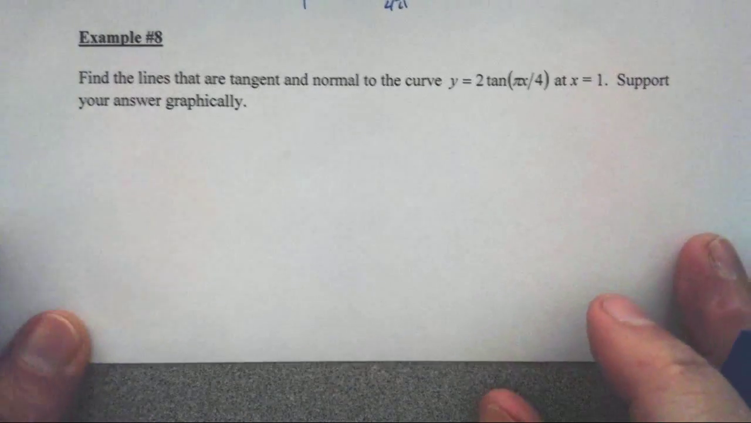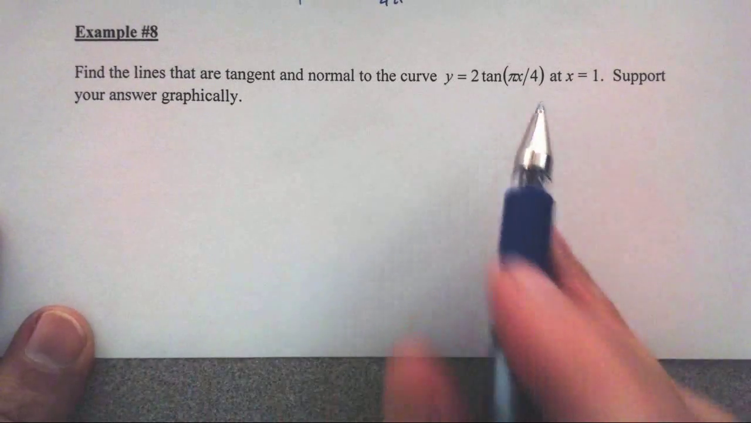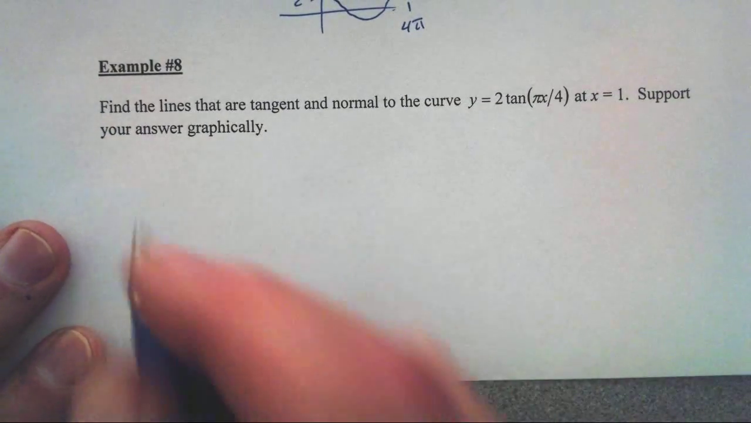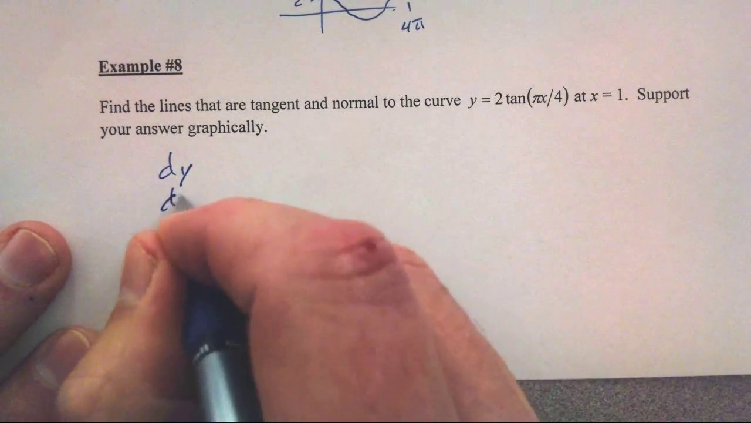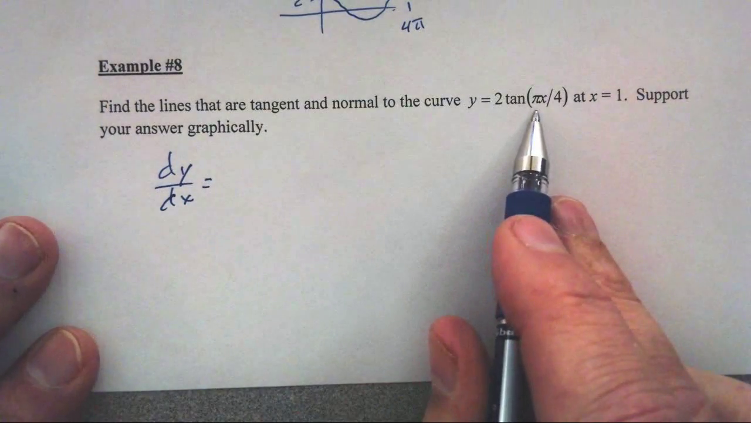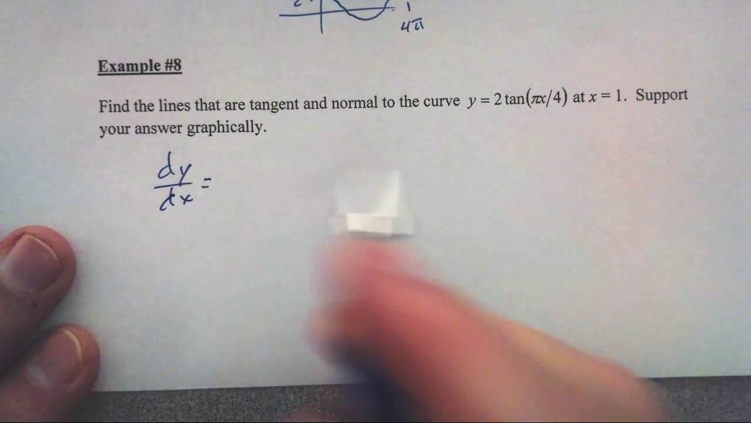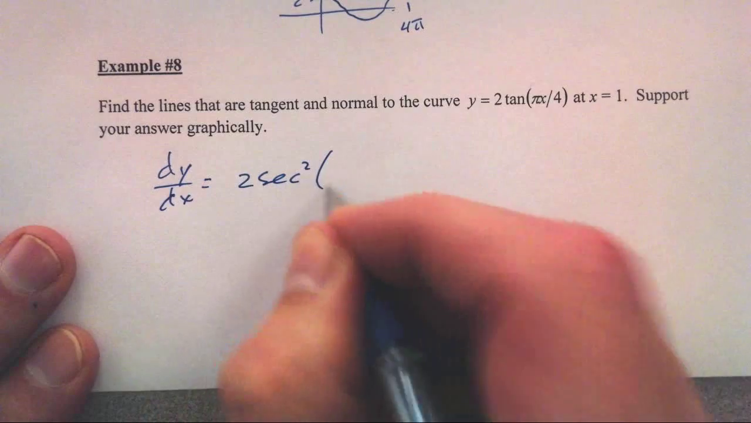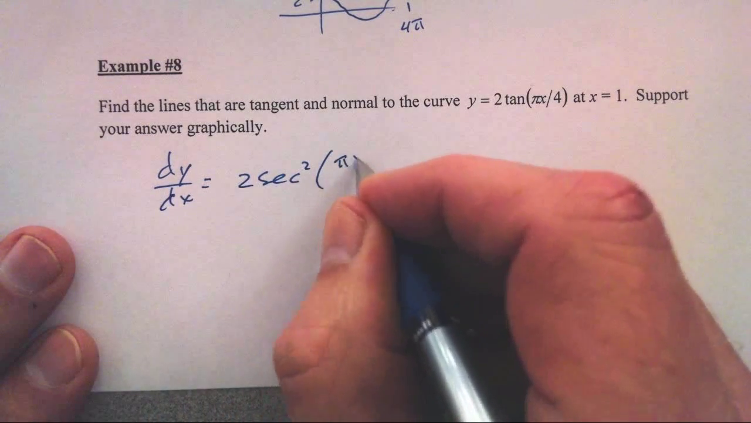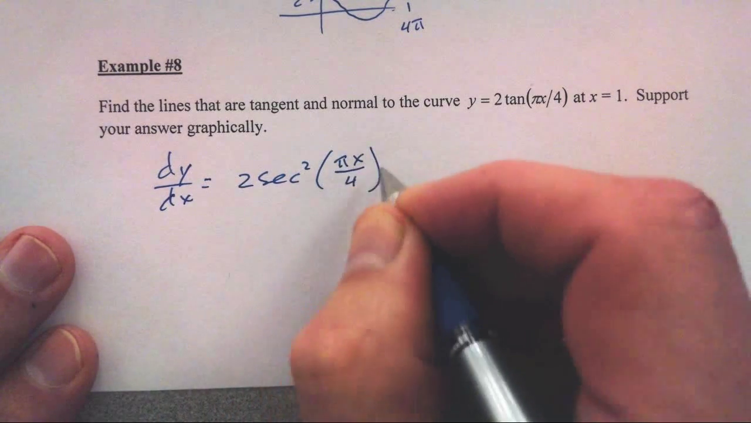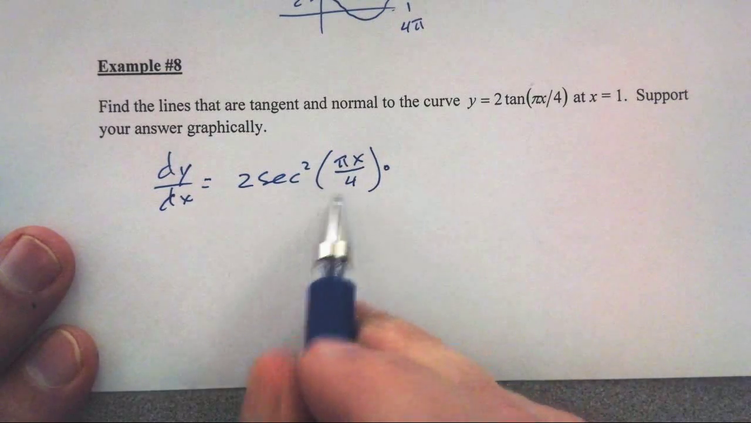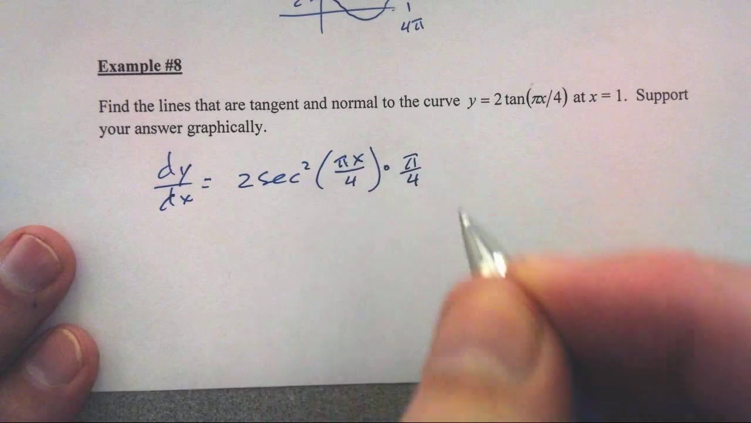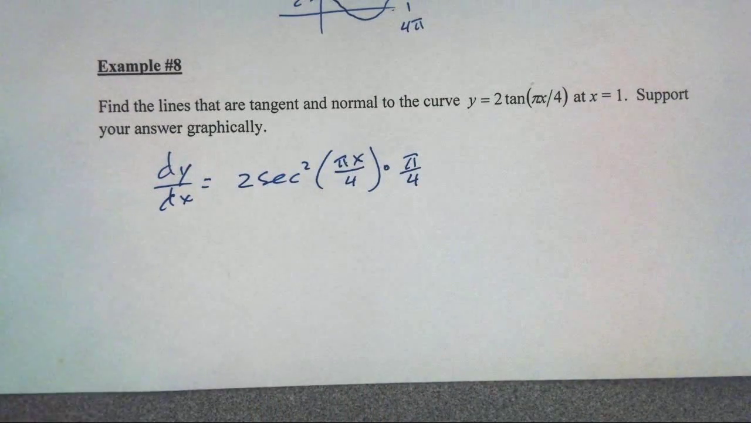Okay, number 8. Find the lines that are tangent to, all right, so much of what we do really just leads to this. So I guess we need dy dx here. The derivative of this, the outside function could be thought of as 2 tangent. So the outside derivative is 2 secant squared of pi x on 4. Treat the baby. The derivative of pi on 4 times x is pi on 4. So there is our slope formula.